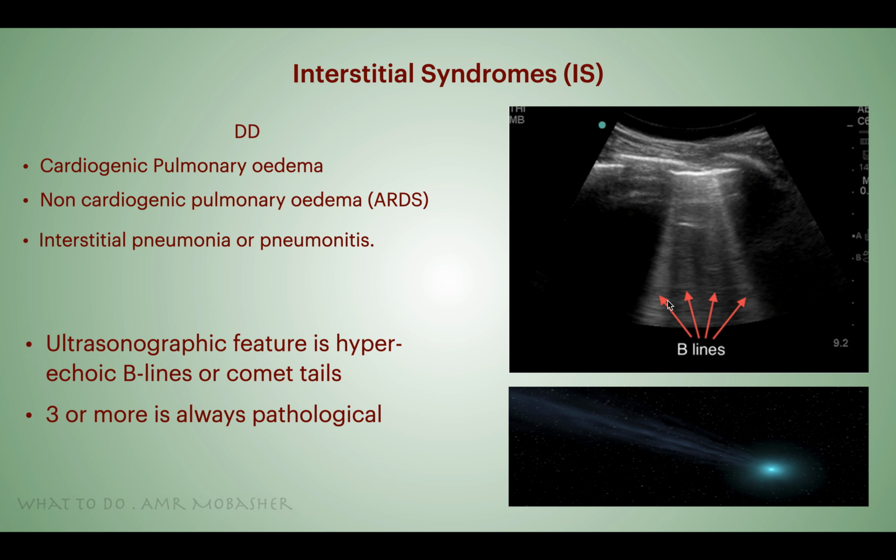Also, we can consider the presence of multiple B lines as a sign of volume overload, and it can guide our fluid management as well. So consider every patient with multiple B lines like this as volume overloaded, and give fluids very cautiously. This is the second benefit from B lines as well. Comet tail, nice.